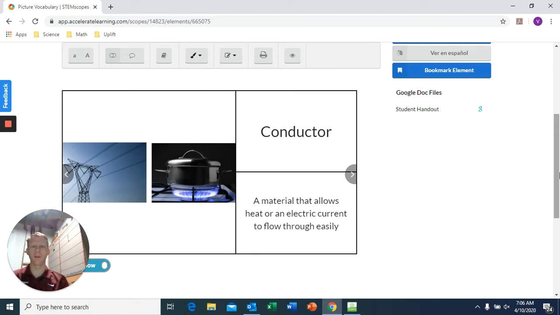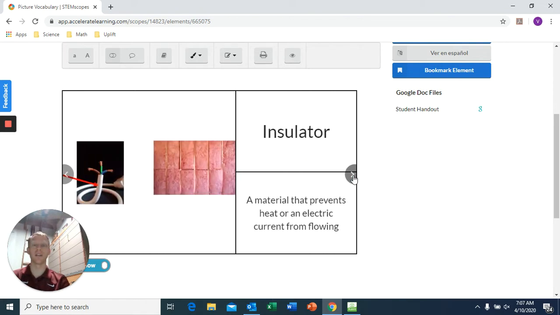But what if you don't want the electric energy or the thermal energy to move? What could you do? You might use a material called an insulator. An insulator is a material that prevents heat or an electric current from flowing.